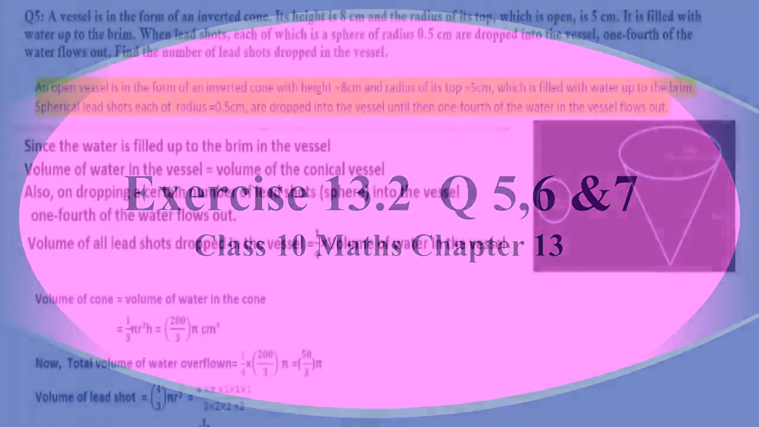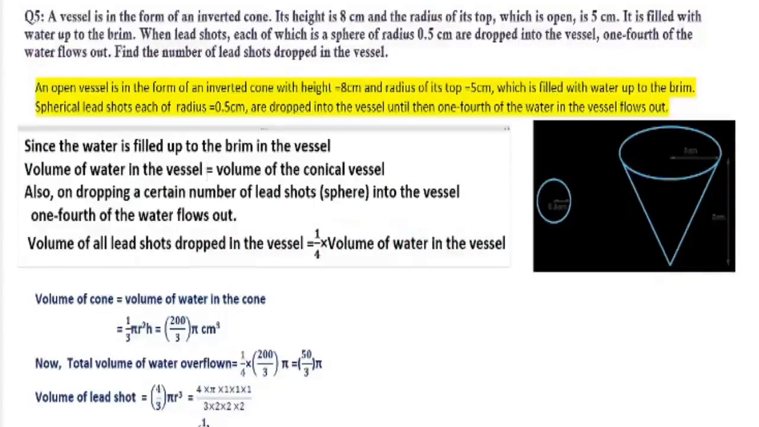In this video, I will explain question number 5, 6 and 7 of exercise 13.2. Question number 5. A vessel is in the form of an inverted cone. Its height is 8 cm and the radius of its top, which is open, is 5 cm. It is filled with water up to the brim.